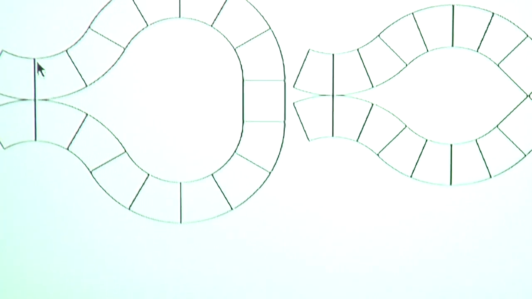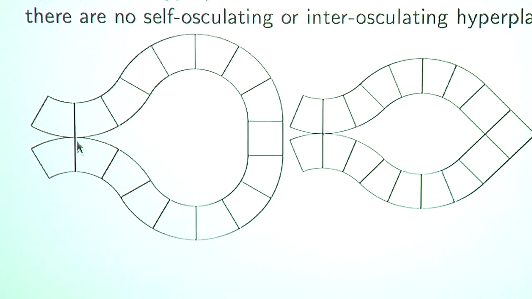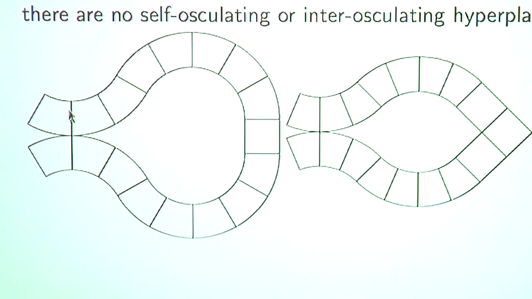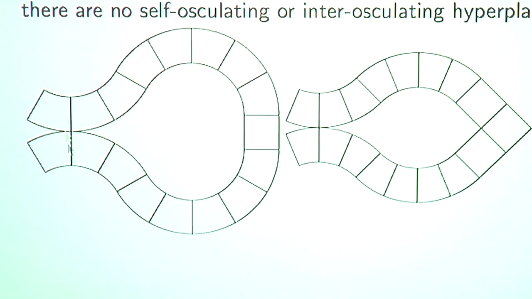So if I follow a hyperplane around, then it doesn't come back and have a tangency here. A hyperplane can be thought of as an equivalence relation of edges that share opposite sides of a square. And under this equivalence relation, I don't get two edges that share a common vertex, or common endpoint, of the same orientation or of opposite orientation. And there's no interosculating hyperplane.